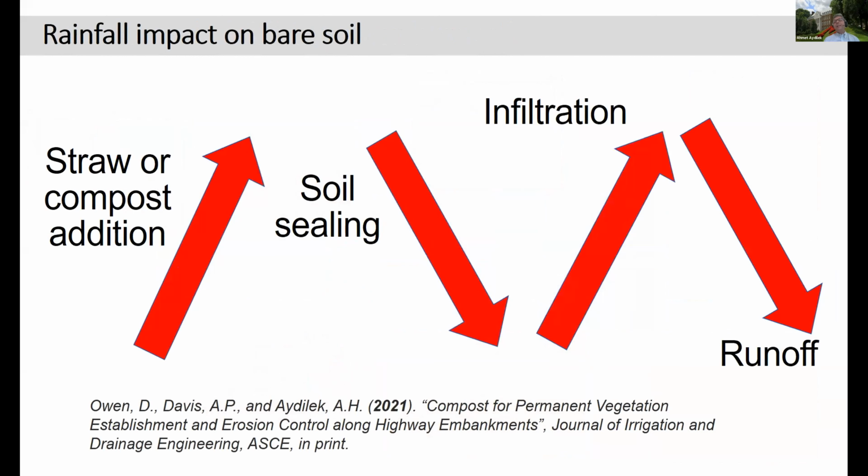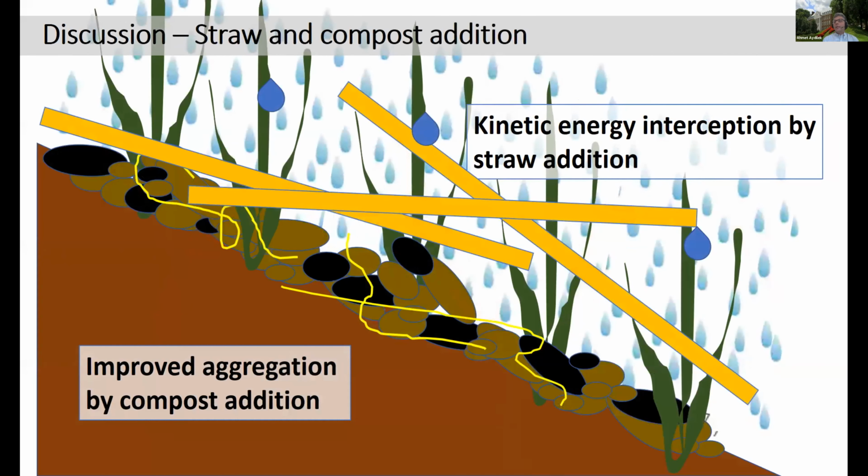So if we add the compost or straw, and we have seen this clearly in our research, that decreases the soil sealing, that increases the infiltration, and that also limits the runoff. That was a big advantage over these natural systems. Here, the straw and compost addition generates kinetic energy interception, and then it increases the aggregation, especially with the compost addition.